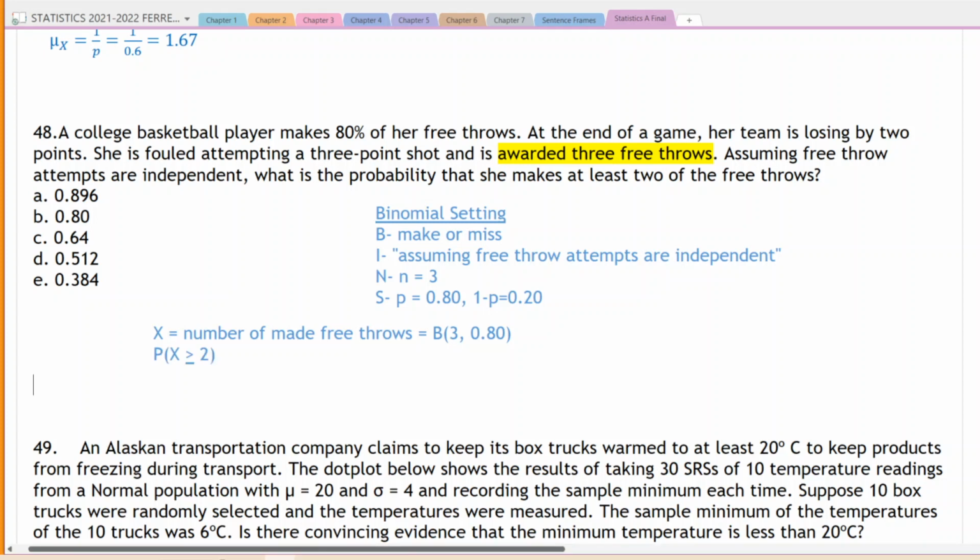We want to know the probability that X is greater than or equal to 2, and we can do this in a couple of different ways. First way that we can think about this, that's simply the probability that X equals 2 plus the probability that X equals 3. And that would be everything greater than or equal to 2. This might be the easiest way to do it, I think.